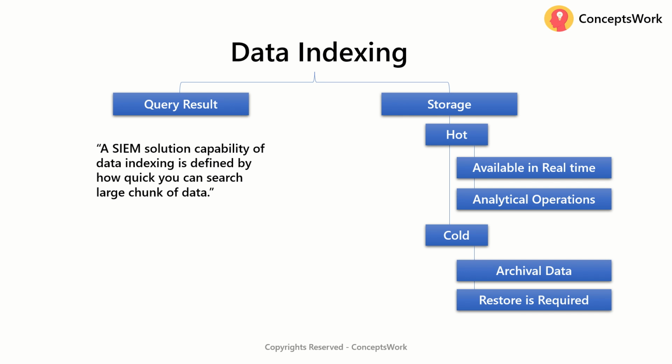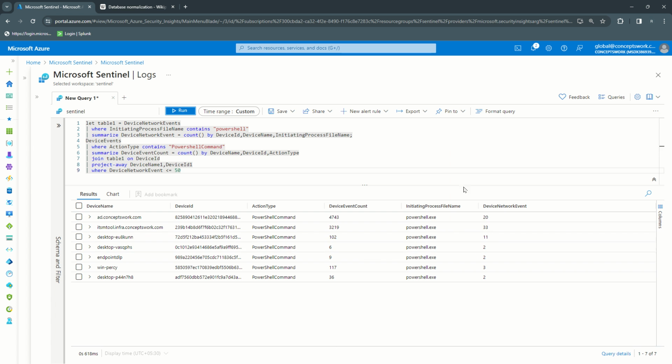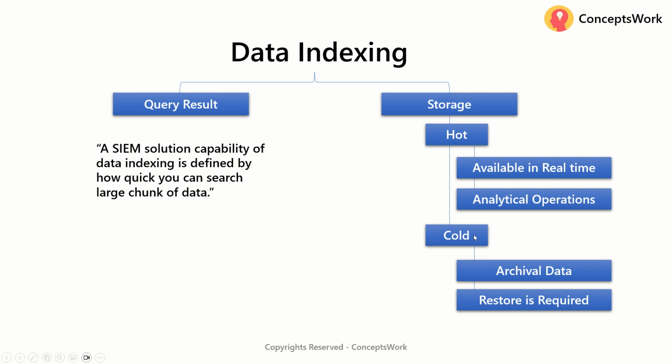Hot storage is basically the storage where data is available in real time and you will perform all the analytical operations. So everything that I was showing you here is something where the data exists in hot storage. This result that I'm getting right now is not archived. Whereas cold storage is related to archival data, where the data has to be restored first and then you can perform all the analytical operations.